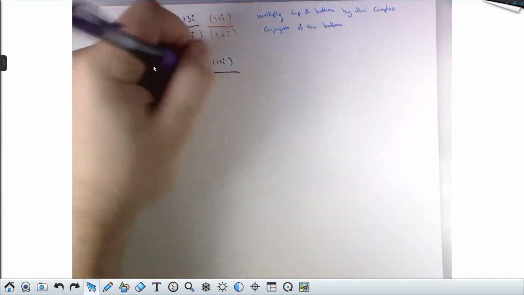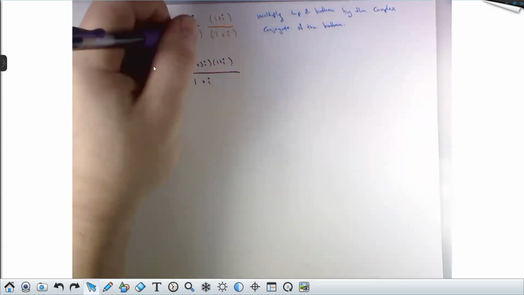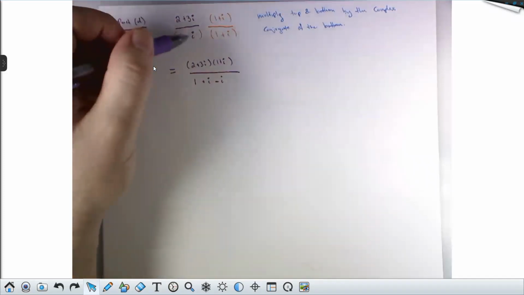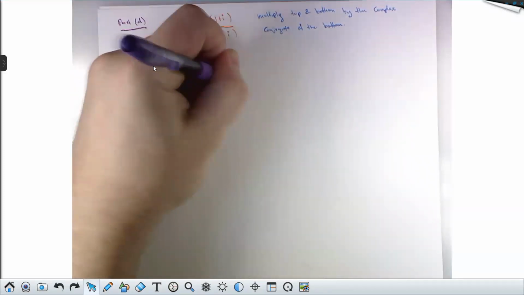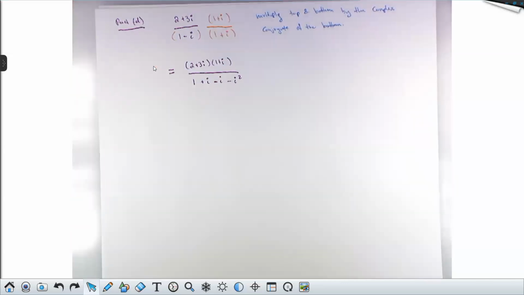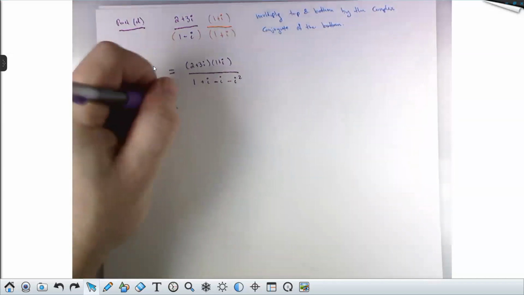1 times i is plus i. Negative i times 1 is minus i. And then negative i times positive i is negative i squared. So the bottom here we know is going to be a real number, and that's what we wanted. That's what's going to allow us to write down this answer in a nice fashion. So what is that bottom?